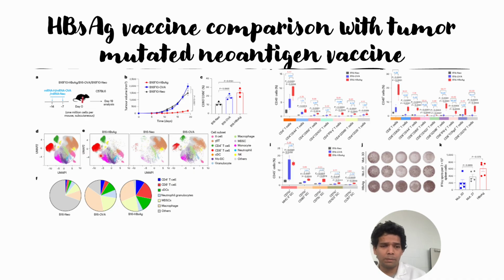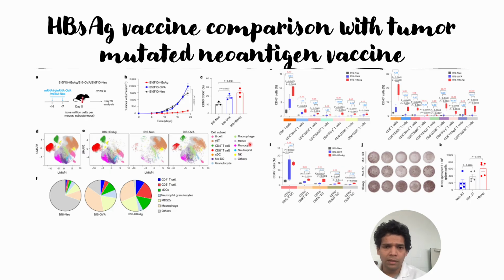That is shown in panel E and panel F, and G seems like the common panel, which has all the CD4 plus and CD8 plus T cells. In panels E and F, it is clear that the CD4 plus and CD8 plus T cells are high in the case of the HBsAg treated mice compared to the tumor mutated neoantigen treated mice or the OVA expressed cancer cells treated mice.